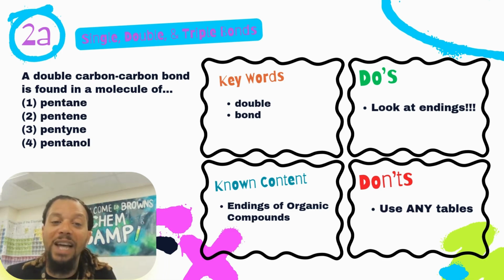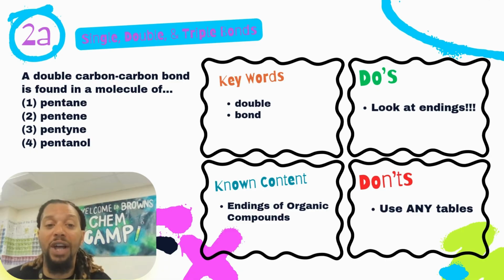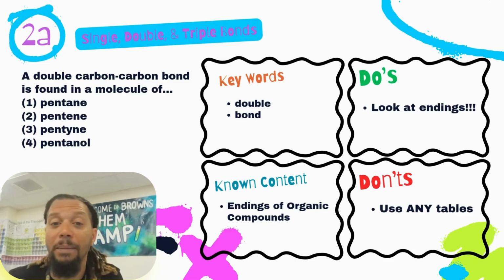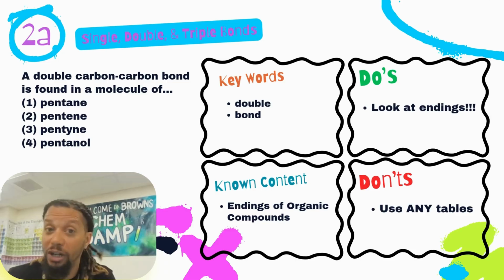Known content: we have to know the endings of our organic compounds. Not actually memorize them, but we have to know how to get them. So what we're going to do is look at the endings.